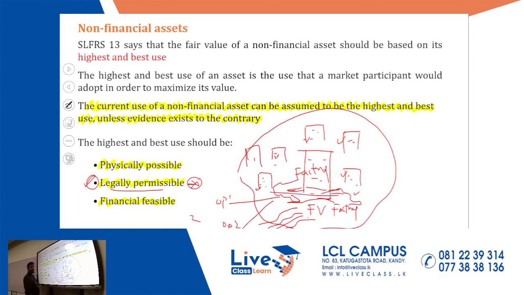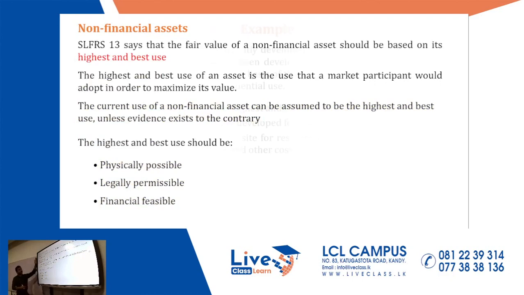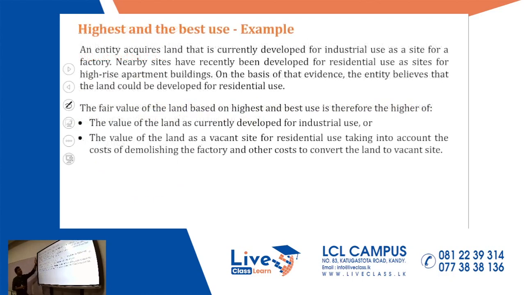Anyway, you want to get the fair value of your factory itself. So you want to see whether these conditions are also being satisfied. Right. So those are the important things. Highest and the best use example. Look at this. Entity acquires land that is currently developed for industrial use as the site for a factory. අපේකම තමයි. දැනට මේක factory එකක් විදියට තමයි තියෙන්නේ.